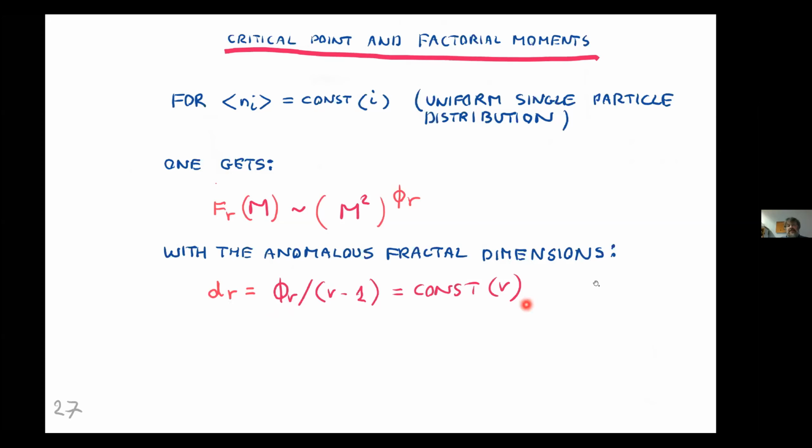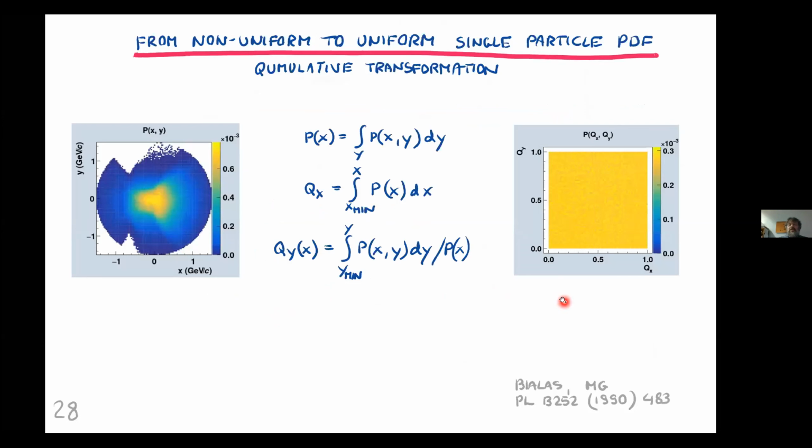So if I do analysis for second, third, fourth factorial moment, and I find the power law dependence, I can extract this power for each order and then check this relation as an additional test. Everything was assuming the single particle distribution is uniform. 30 years ago, Andrzej Białas introduced a transformation to make it uniform. Of course, it is not.